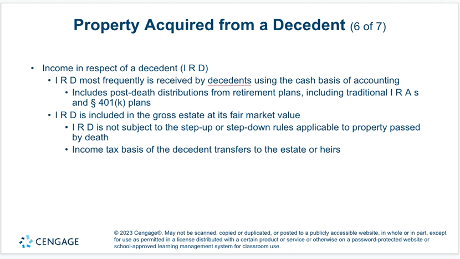The income in respect of a decedent is included in the gross estate at its fair market value. It's not subject to the step-up or step-down rules applicable to property passed by death. And the income tax basis of the decedent transfers to the estate or heirs.